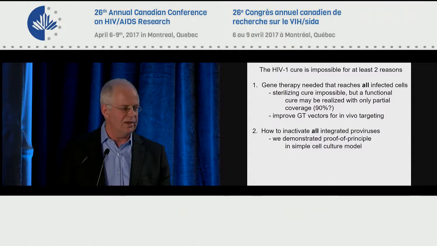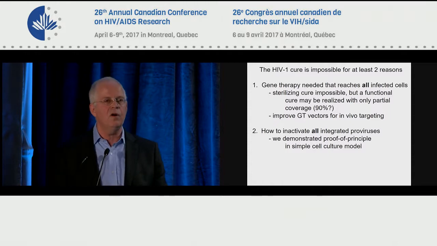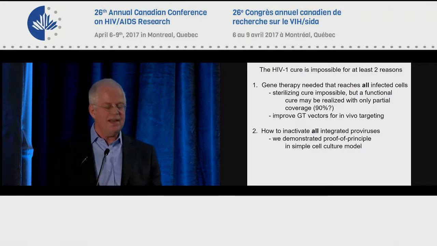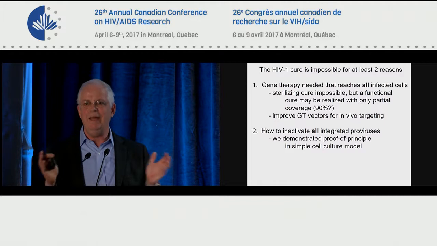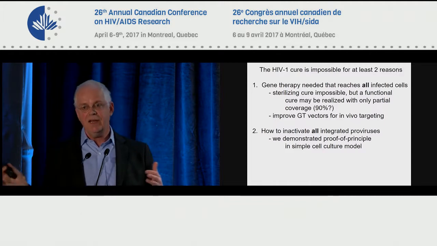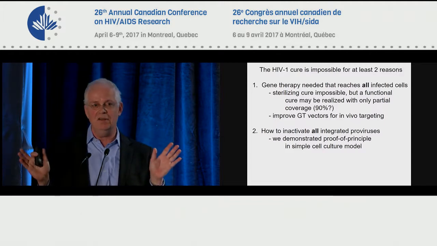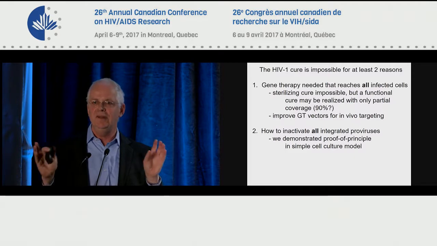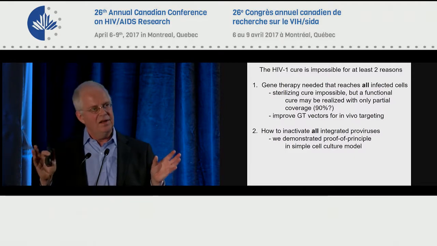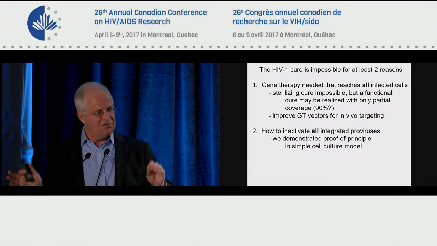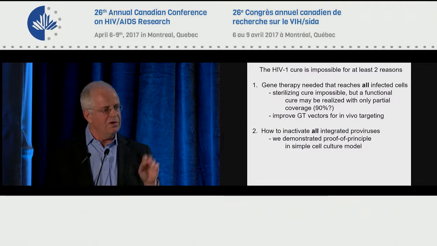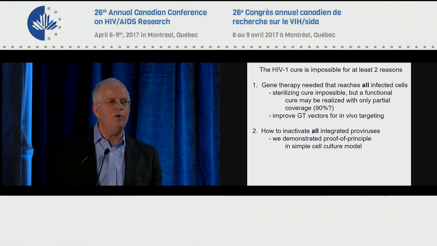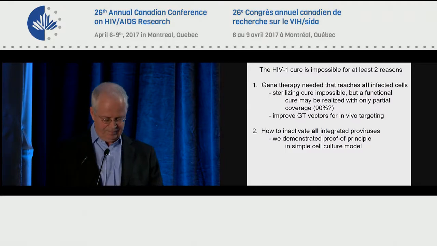That's a major bottleneck. And then a few years ago, I also thought that the inactivation of all integrated proviruses would be totally impossible. But we get close to that, and I realize it's in a very simple laboratory assay with a T-cell line, in a test tube. But it's a proof of principle that actually, if you let the CRISPR-Cas system go, it will sort of eat up all your infectious virus.